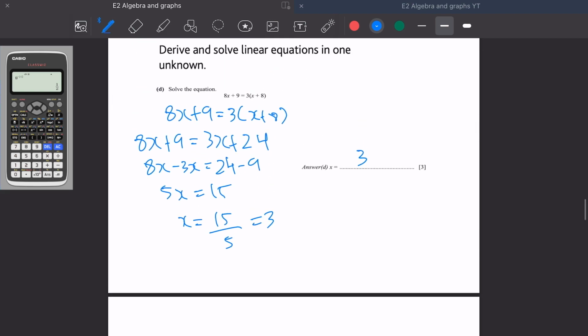Also, we can cross-check our answers using a calculator. Let's write this equation. 8x plus 9, press alpha, calc, 3, bracket, x plus 8. Press shift and solve, equal to, you get x is 3. So our answer is correct.